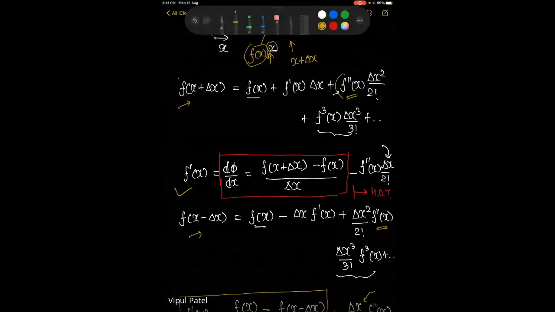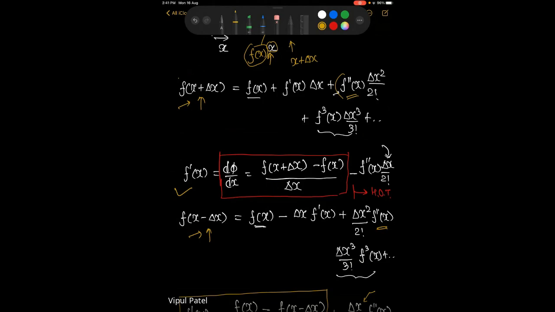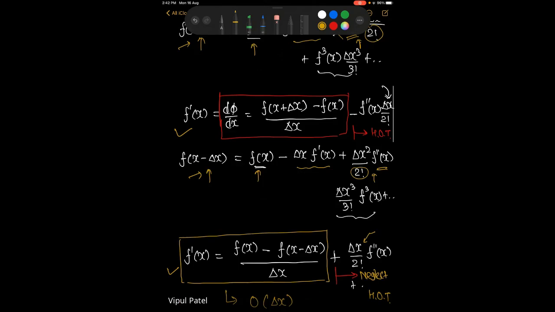Okay, so what I'll do, I'll add these two equations, right? So if I perform equation 1 plus equation 2, then on the left hand side I will add this term with this term. Then these two terms will be added, so I'll be having 2 times f of x, and this term will be cancelled out because of opposite sign, and these two terms will be added, so you'll be having 2 times f double prime x, but we also know that here we have a 2 factorial, right? So that 2 and 2 will be cancelled out. Okay, so with this understanding, I will write the expression over here, right?